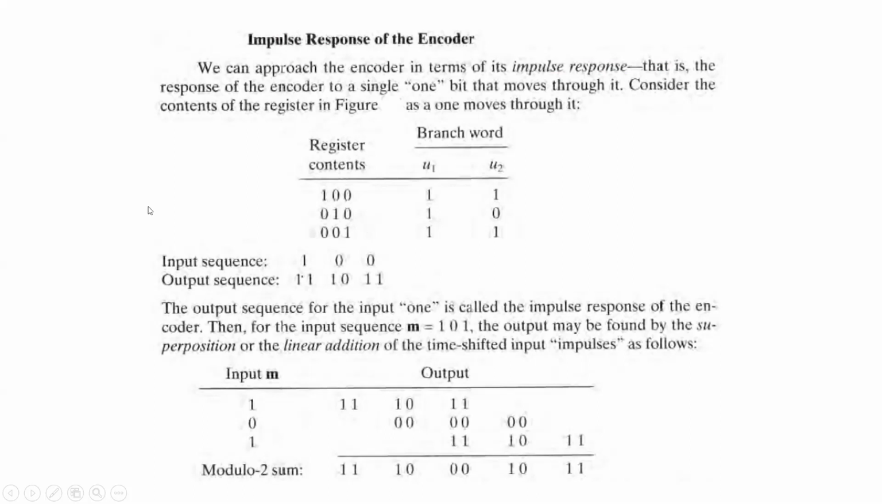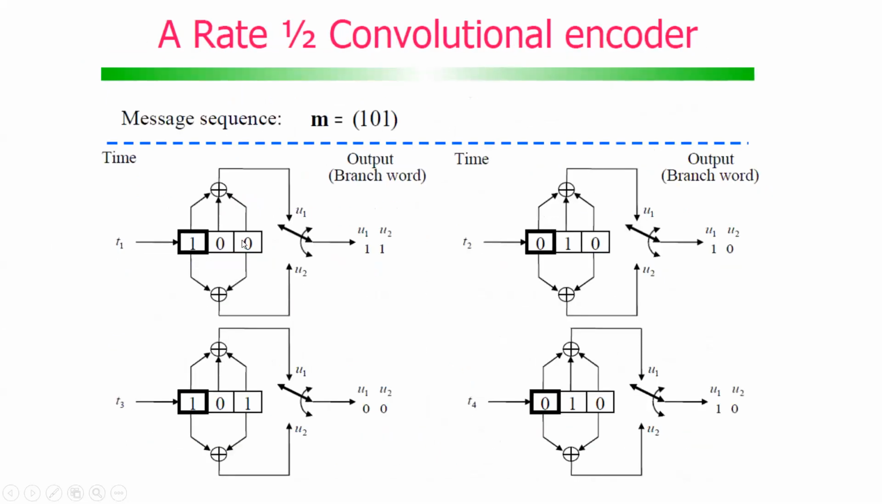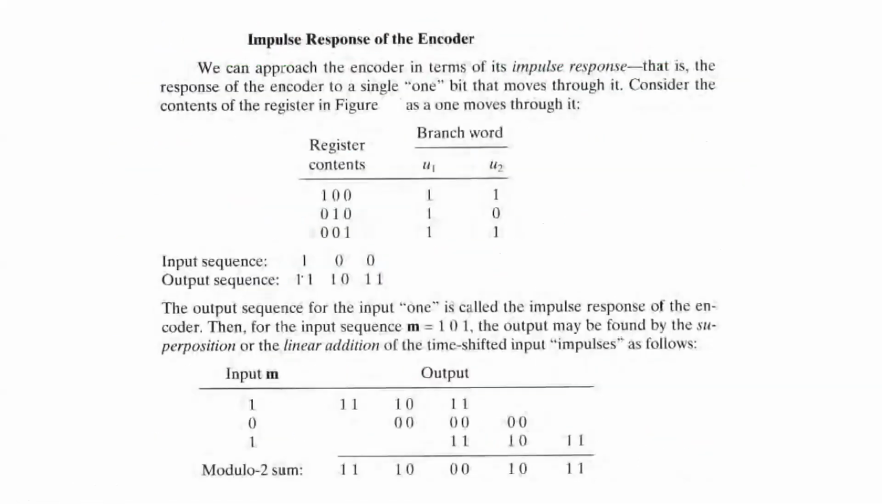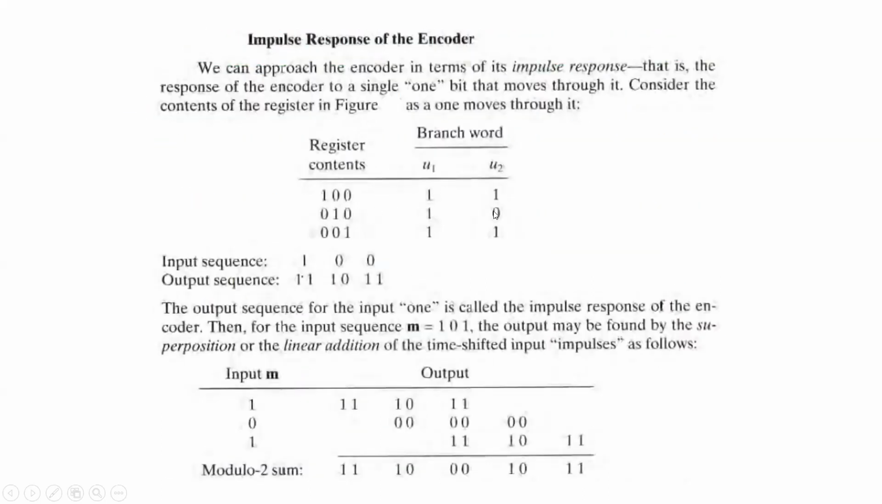Let us look at this differently: we can approach the encoder in terms of its impulse response. That is the response of the encoder to a single 1 bit that moves through it. Consider the contents of the register as 1, 0, 0. If I consider the contents of this register as 1, 0, 0, what is the branch word? It is 1, 1. And then move this one to the next position. Consider the branch word for 0 1 0. The branch word will come out to be 1 0.